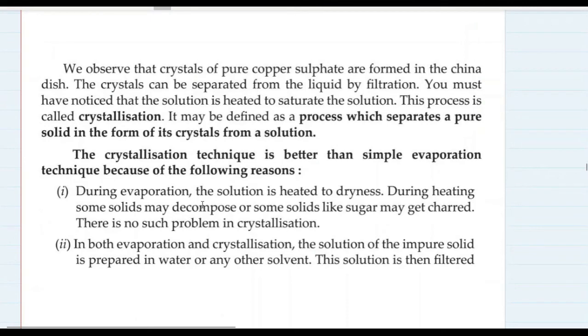So we observe that crystals of pure copper sulfate are formed in the china dish. The crystals can be separated from the liquid by filtration. You must have noticed that the solution is heated to saturate the solution. This process is called crystallization.